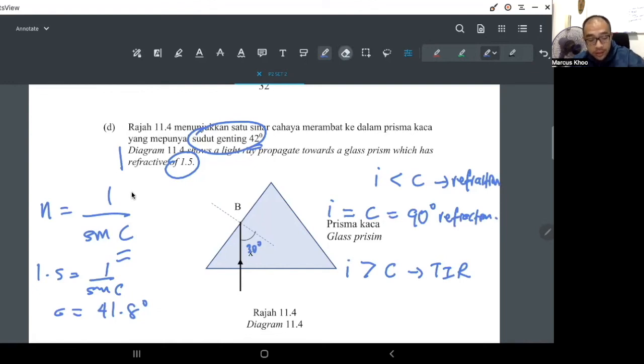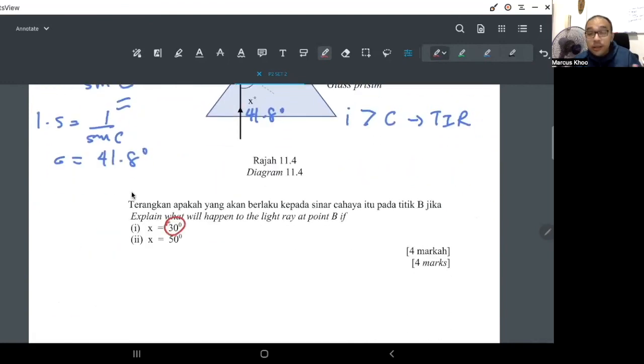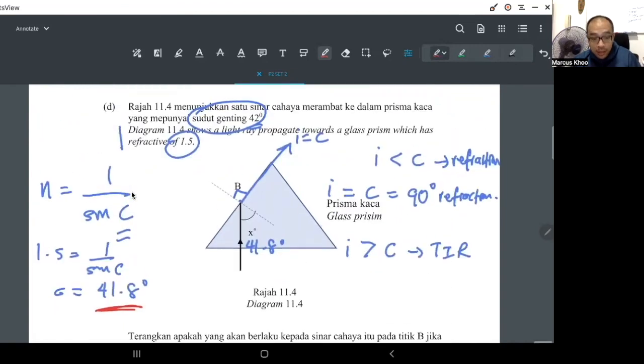That means if this angle over here, let's say lah, is 41.8 degrees, I'm going to get a 90 degree refraction, 90 degrees to the normal line lah. Okay, it's going to refract over here. So this is I equals C. Okay, if I is less than C, in this case it is 30 degrees. 30 degrees is less than the critical angle. So it's going to be refracted. And you have to remember, is it refracted away or towards? Okay, it's going to be refracted away from the normal.